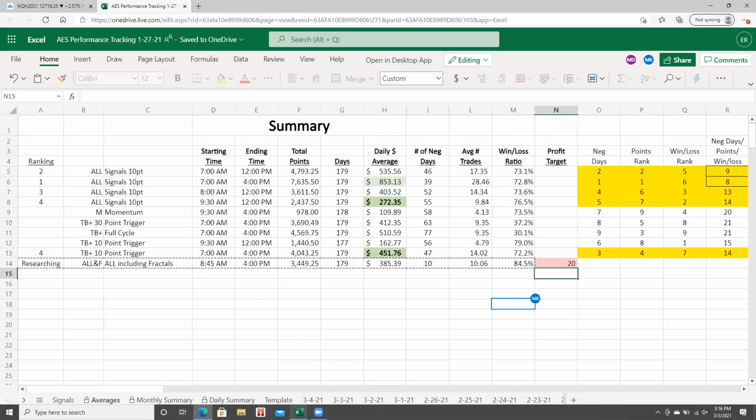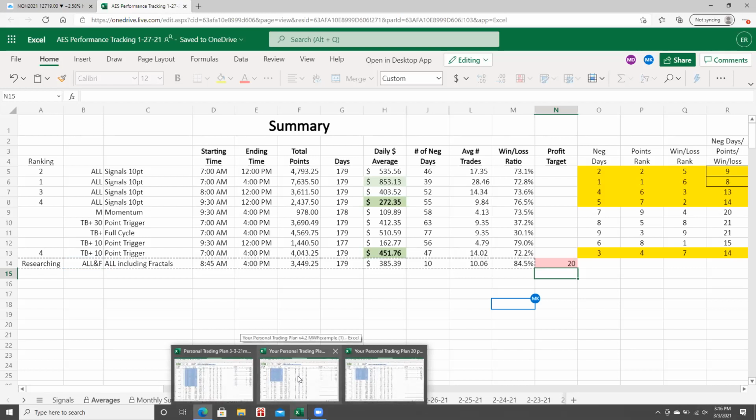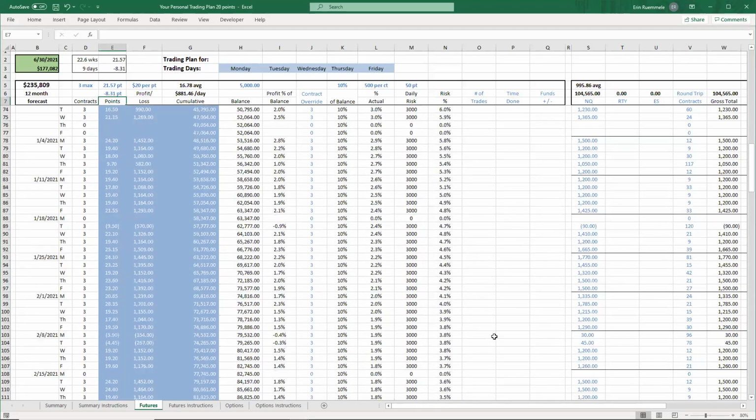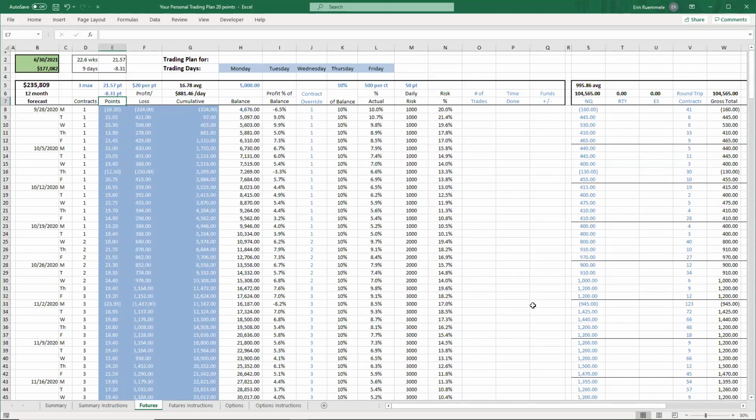So I wanted to show my personal trading plan. This is my personal trading plan based on the 20-point wins. This is starting back in September. That's really when we were strongly trading fractals.